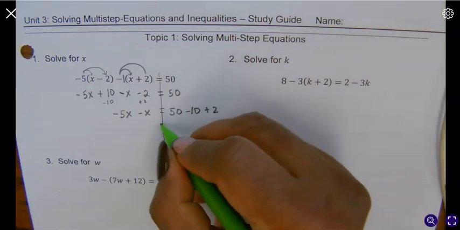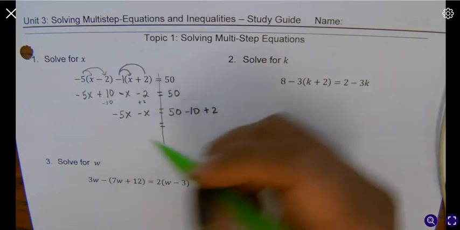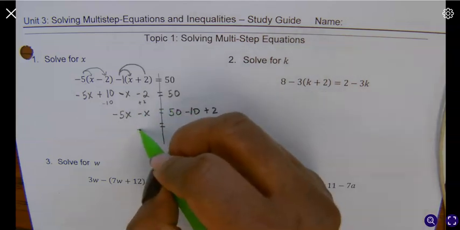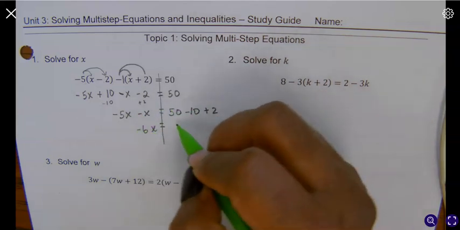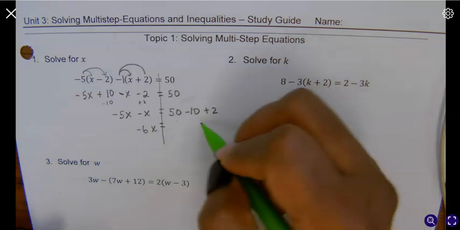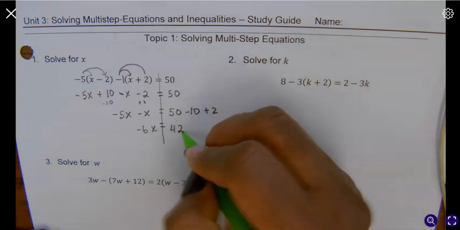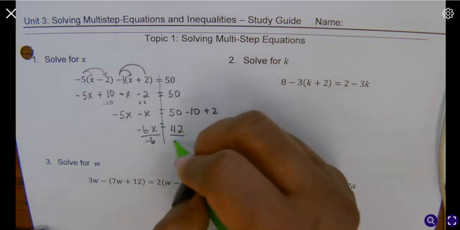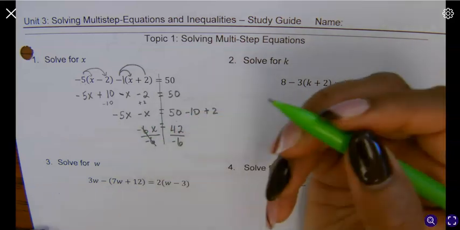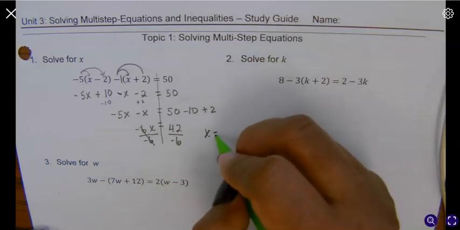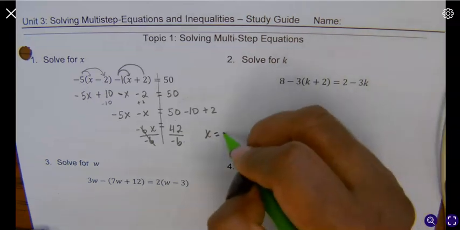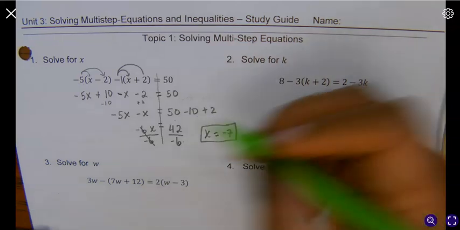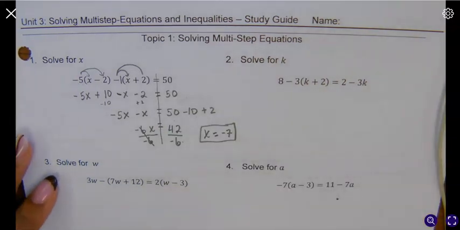Okay, next step is we're going to simplify. So negative 5 minus 1, remember there's a 1, is negative 6x, and then 50 minus 10 is 40, and then 40 plus 2 is 42. Last step is always going to be division. So we're going to divide by negative 6. You have x equals 42 divided by negative 6 is negative 7. And that's my answer. So that's the way I'm going to do the problems in this video.